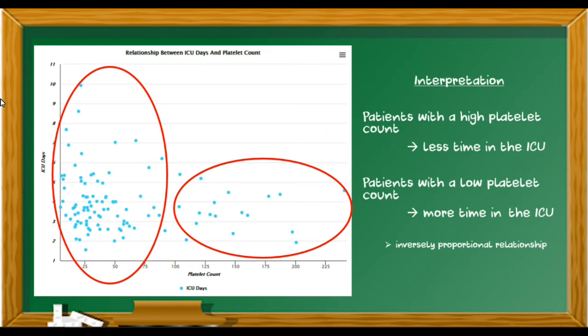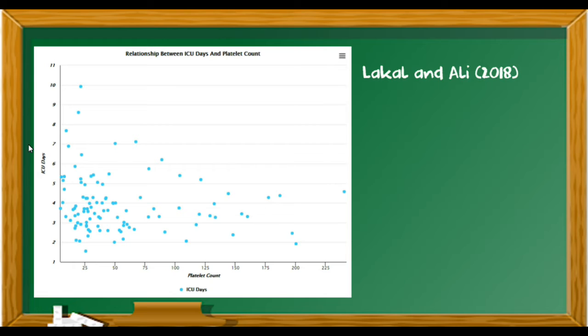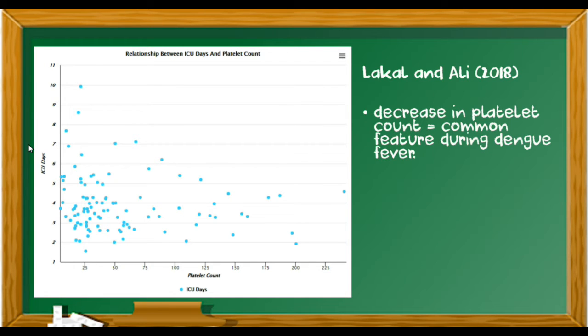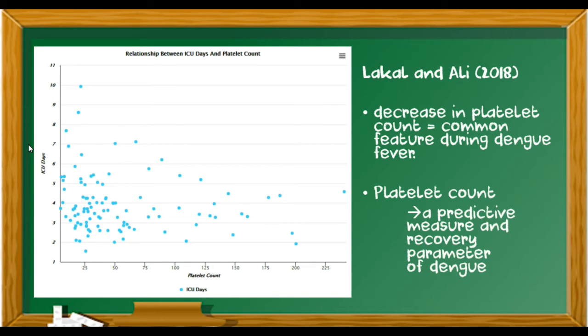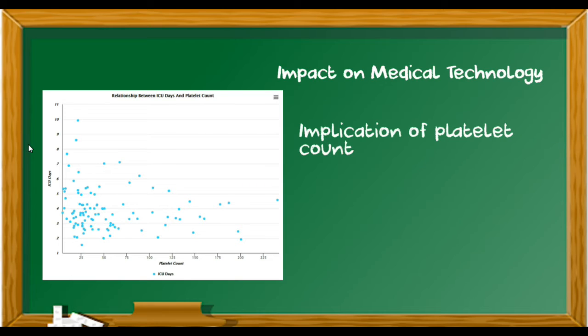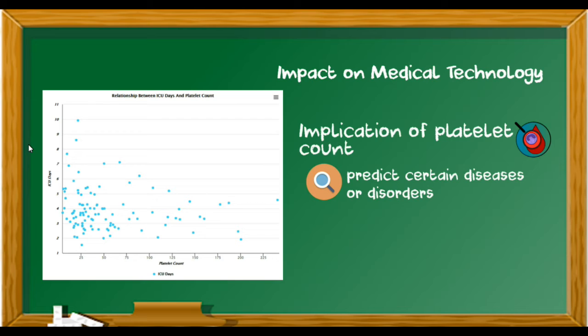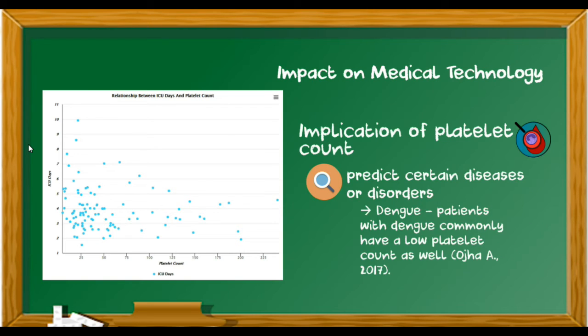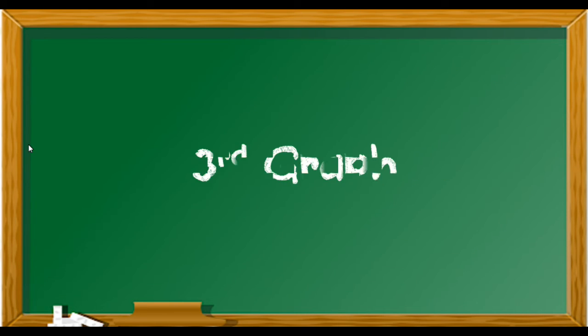2 variables. According to Lacal and Ali 2018, apart from WBC count, the decrease in platelet count is also a common feature during dengue fever. Also cited in their study, platelet count is stated as a predictive measure and recovery parameter of dengue. The implication of platelet count has a significant impact on the field of medical technology, since it can also predict certain diseases or disorders present in a patient. One of these is dengue, which is common in the Philippines. Patients with dengue commonly have a low platelet count as well. On to the third graph.